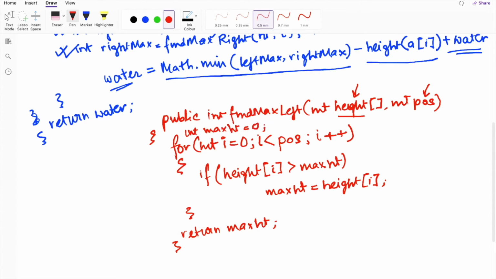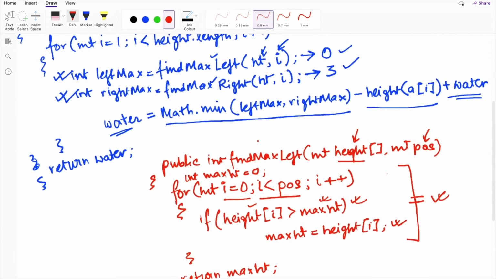So here you can see we are starting the for loop from i equal to 0 to the position, and we are calculating the maximum height. If the corresponding height is greater than the maximum height, then we are updating the maximum height over here. So this is pretty simple logic of finding the maximum number from an array. Similarly, we have to write the same logic for finding the maximum height of the block on the right hand side.